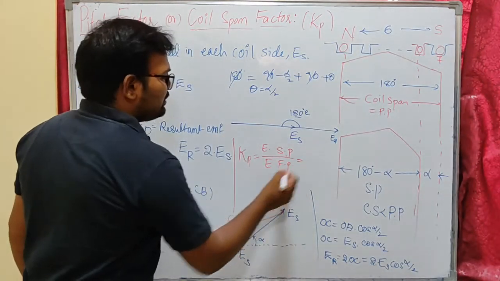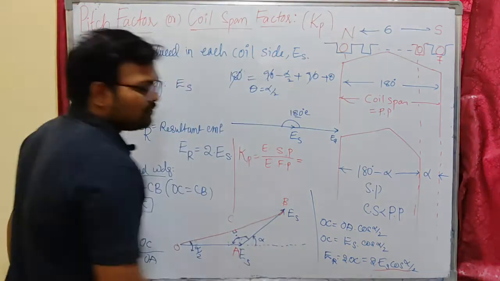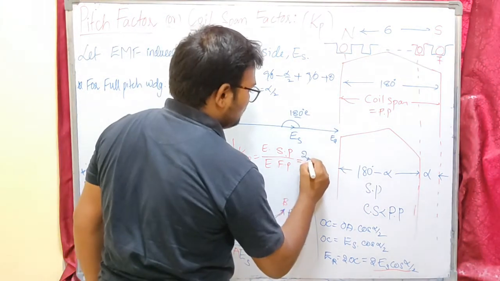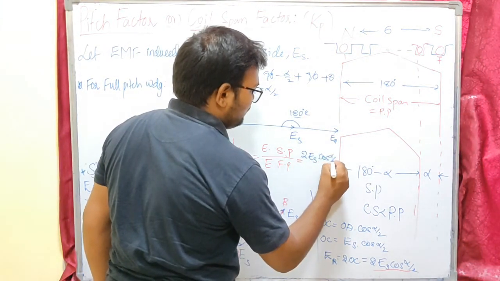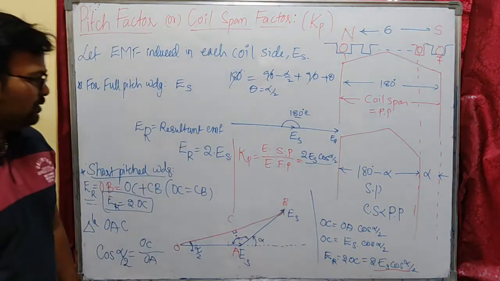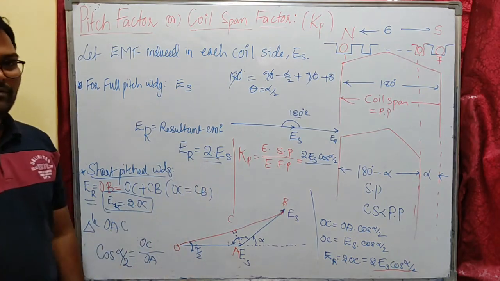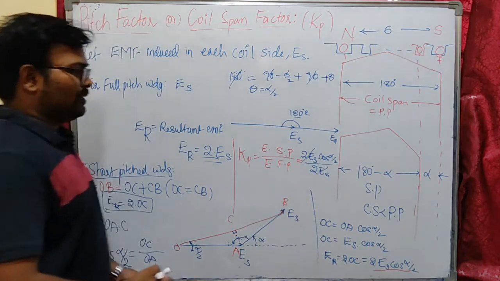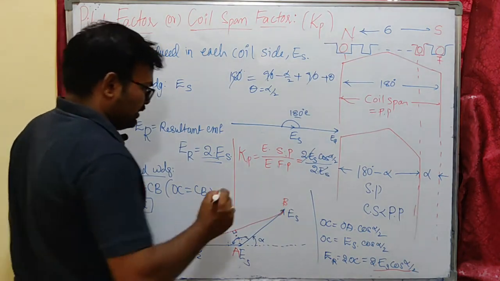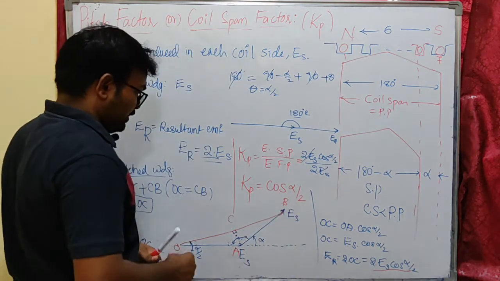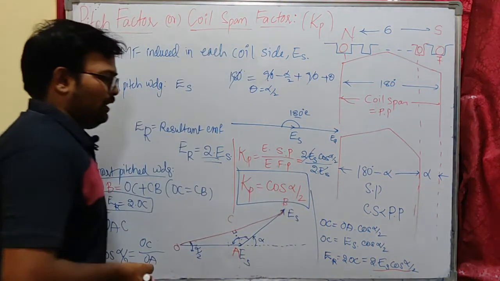So what is the EMF induced in short pitch coil? This is the resultant EMF induced in short pitch coil, that is equal to 2 times ES times cos alpha by 2. Now let us see what is the resultant EMF induced in full pitch coil. That is 2 times ES. You can cancel out 2 times ES and 2 times ES. So what is left over here? We are left with Kp equal to cos alpha by 2. So the pitch factor is equal to cos alpha by 2.